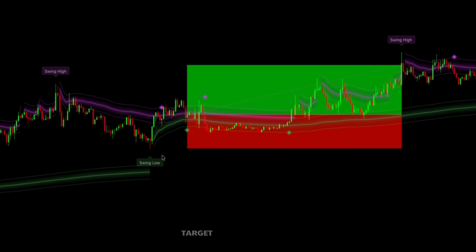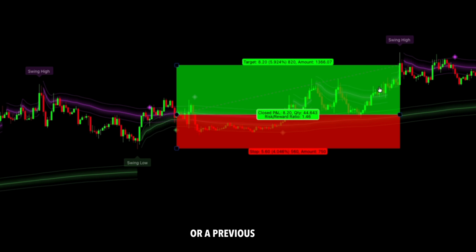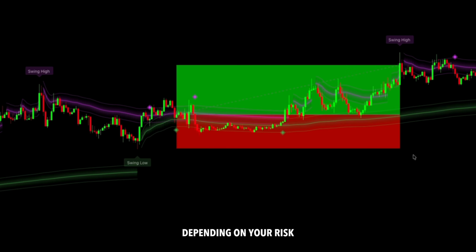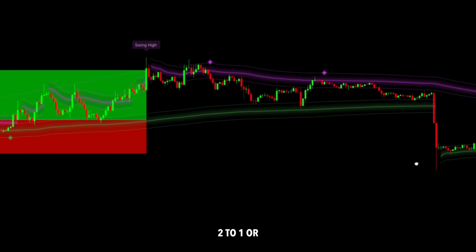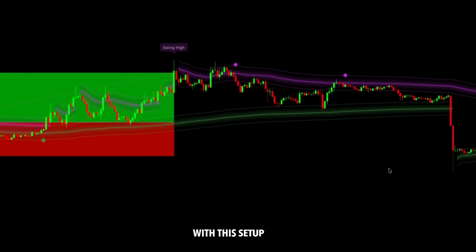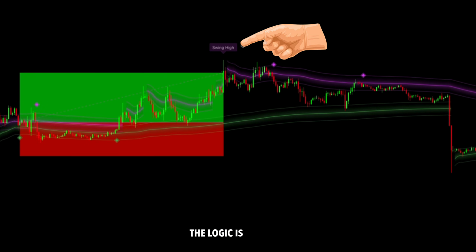Your take profit can target the upper purple band or a previous swing high, depending on your risk-reward preference. Many traders use a 2-to-1 or 3-to-1 risk-reward ratio with this setup. For short entries, the logic is inverted.